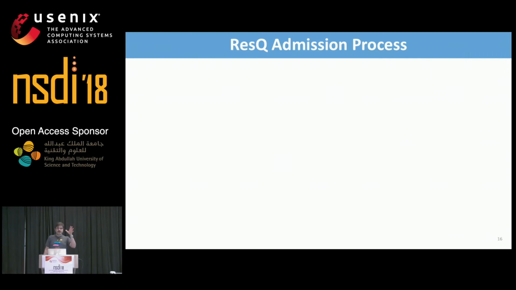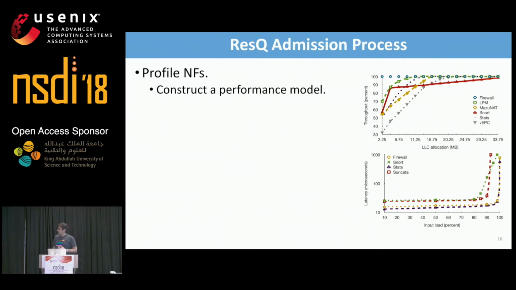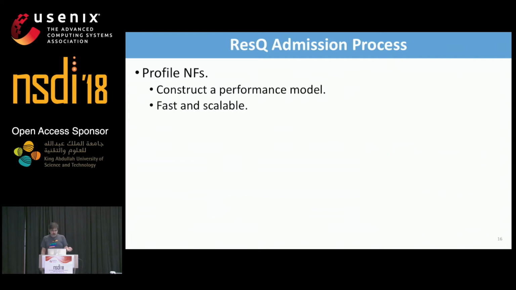So the very first part of the ResQ process is admission. Upon submission of an SLO term for service, we profile the NF. The NF could be an NF chain, or collectively what the customer wants as part of a single SLO term. So we profile it to construct a performance model. That performance model says what the throughput and latency is as a function of cache allocation and as a function of input packet rate.